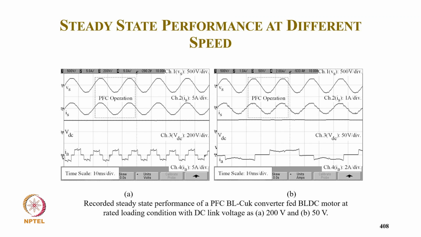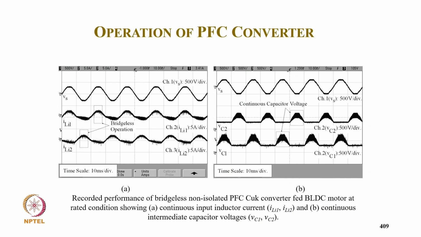These are experimental results of typically 200 volt and 50 volt DC link. Input supply current is continuous and sinusoidal, with the DC link voltage and motor winding current, and again at 50 volt DC link we have supply voltage, supply current, DC link voltage and motor current. You can see the supply current is sinusoidal and in phase with the supply voltage.